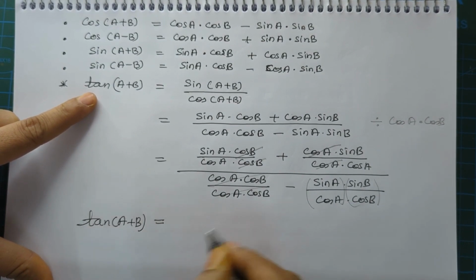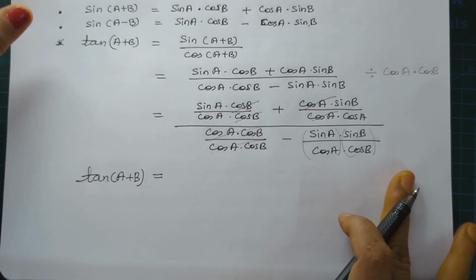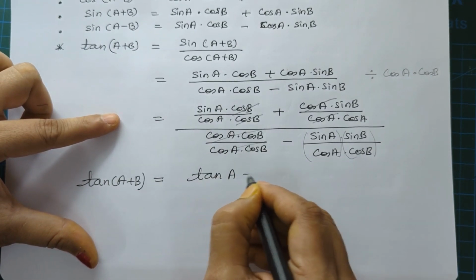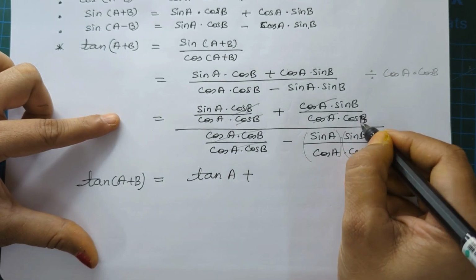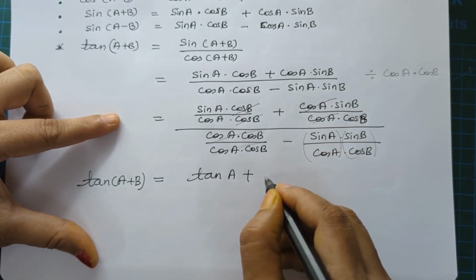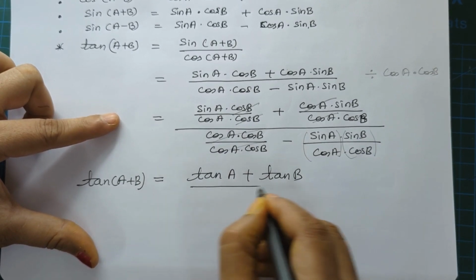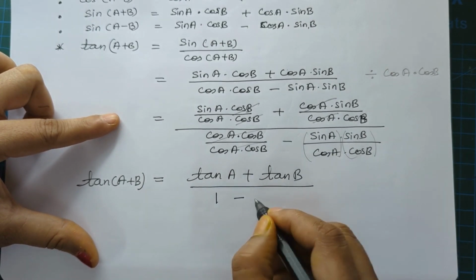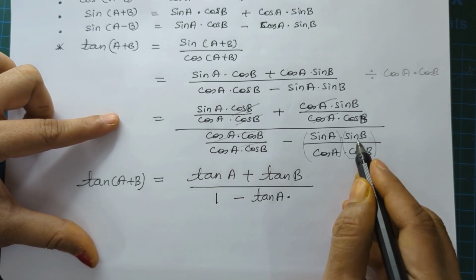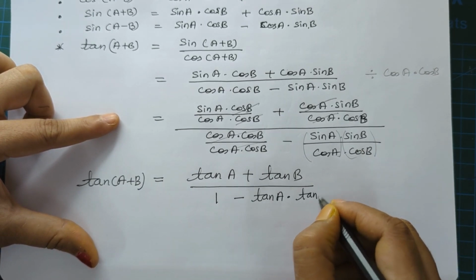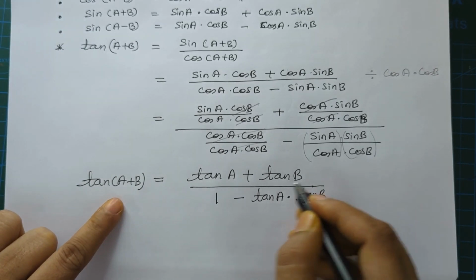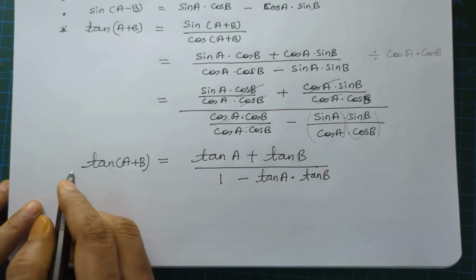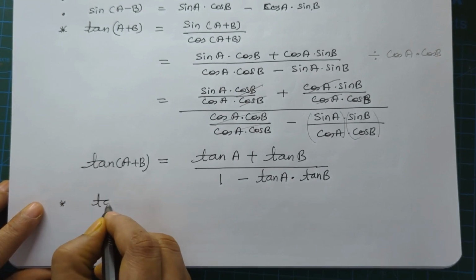Tan(A + B) is, sin A by cos A means tan A, plus sin B by cos B. Cos A cancels, so sin B by cos B is tan B. In the denominator, the 1 is completely cancelled, so 1 minus sin A by cos A is tan A times sin B by cos B, which is tan B. So the identity tan(A + B) is tan A plus tan B divided by 1 minus tan A tan B. Using the same identity, we can derive the next one, that is tan(A − B).